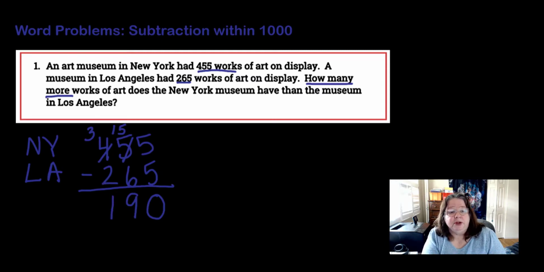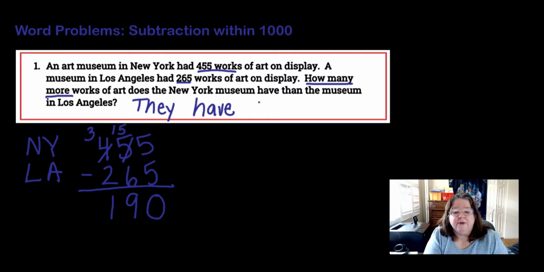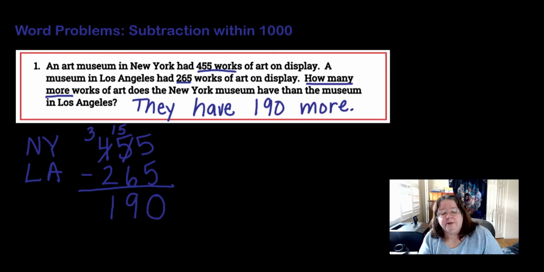How many more works of art does the New York Museum have than the museum in Los Angeles? They have 190 more. And there you have it. We're done. I hope this helps.